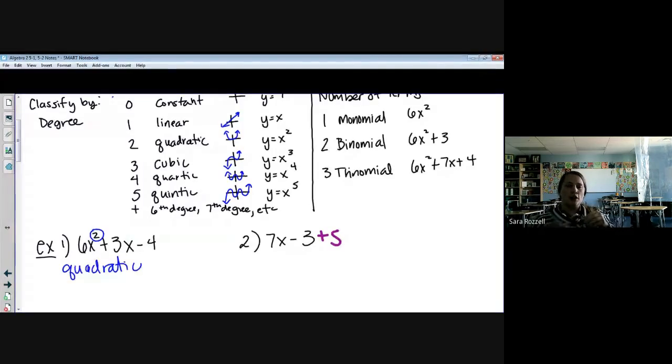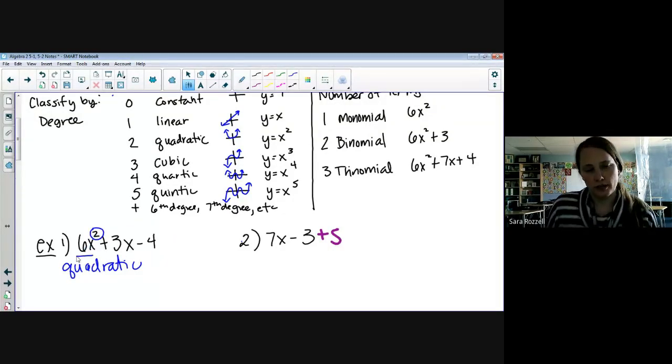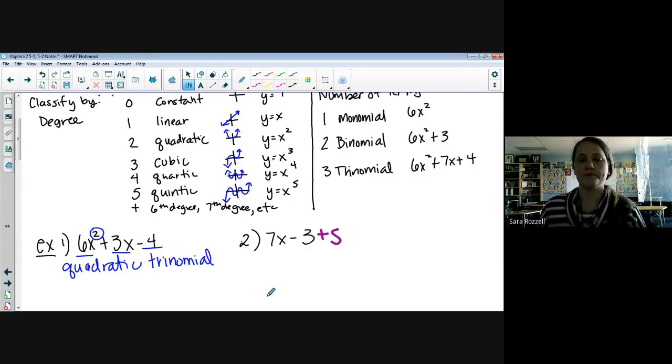Are all of the like terms combined on this? Is it in standard form? All the like terms are combined? Yeah. So we know that there are 1, 2, 3 terms. So it's a quadratic what? Y'all can mouth it. Which type of omial is it? Trinomial, because there are 1, 2, 3 terms. So quadratic trinomial. Okay.